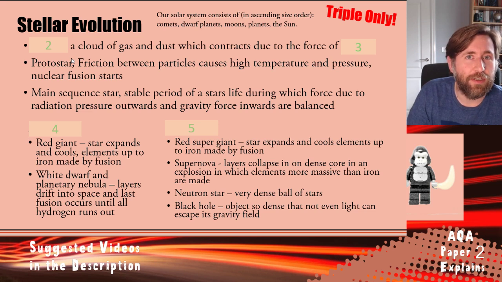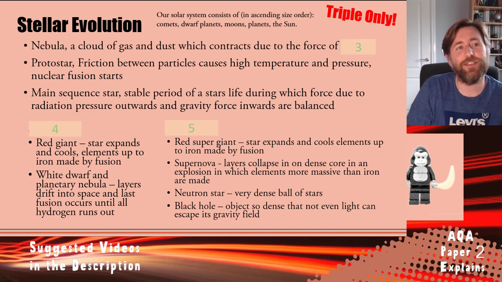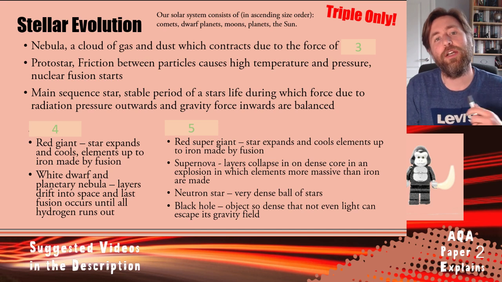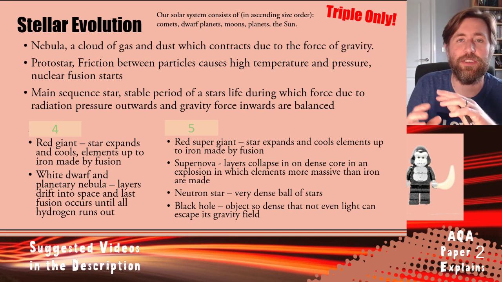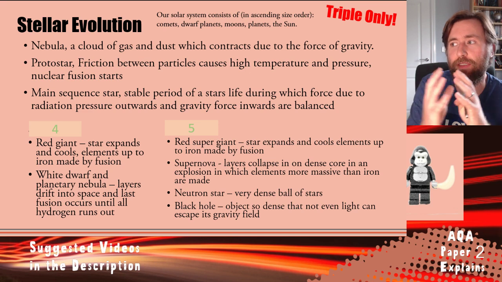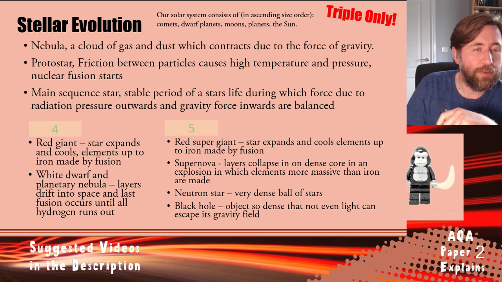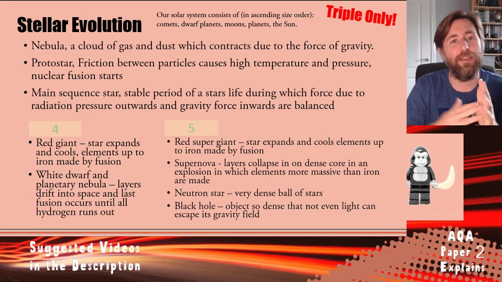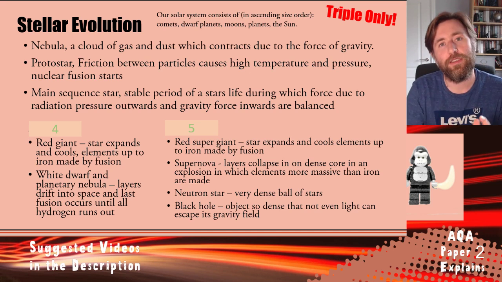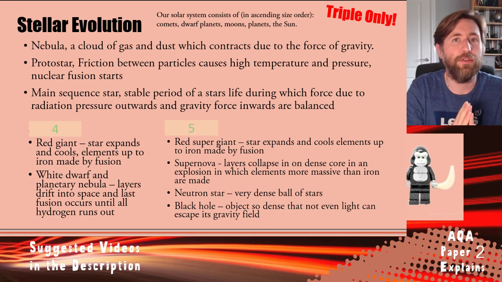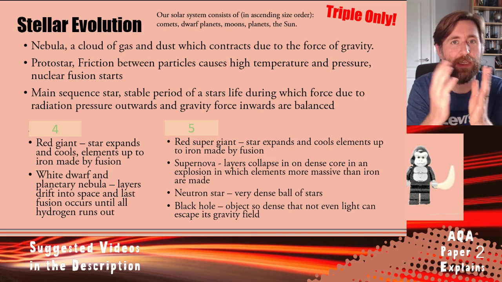Stellar evolution is the life cycle of stars, basically. Okay, so it all starts from a nebula, a cloud of gas and dust, which contracts due to the force of gravity. You need that detail in there. Gravity brings the gas and dust together. Then you get a protostar, where you get friction, and that causes high temperature and pressure. When you get high temperature and pressure, you can get fusion. Fusion is hydrogen and hydrogen coming together to make helium.